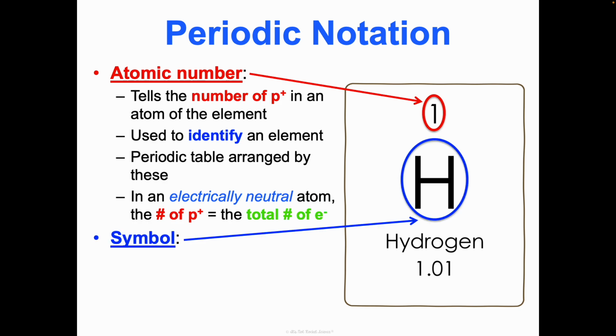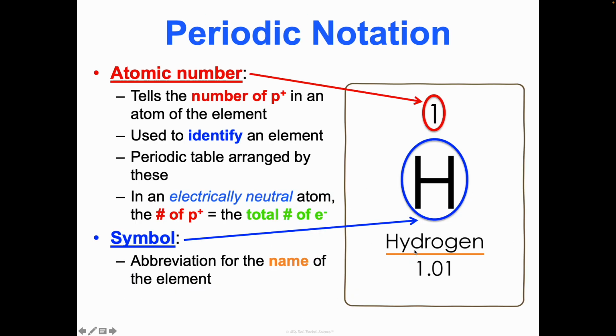Okay, next thing we typically see is the symbol. This is just an abbreviation for the name of the element. Name is what's underlined here in orange. So you've got the symbol and the name. It's really important that you write these the way that they are. Like hydrogen is a capital H. Helium is a capital H with a lowercase e.